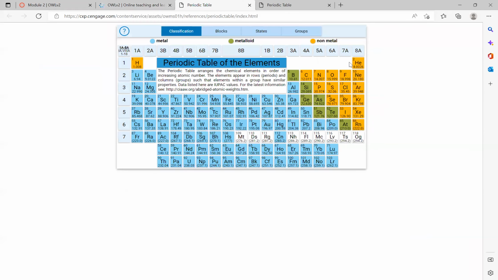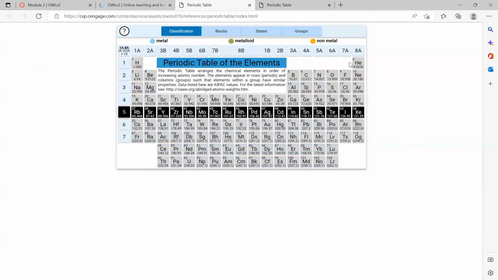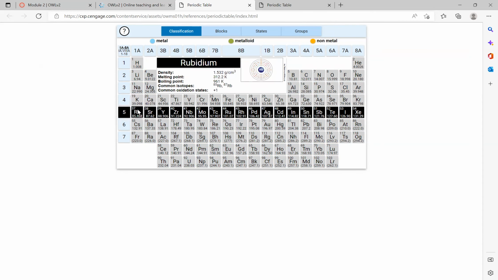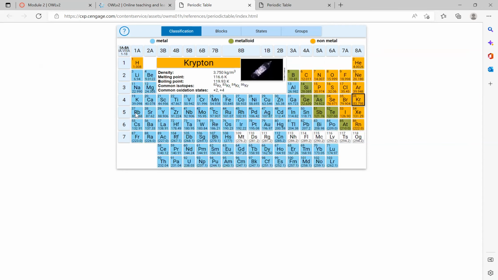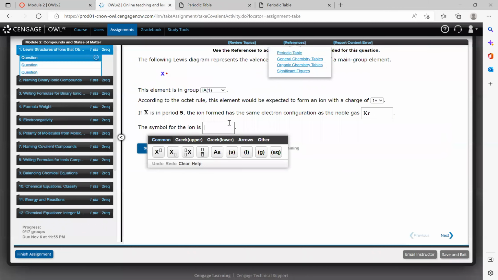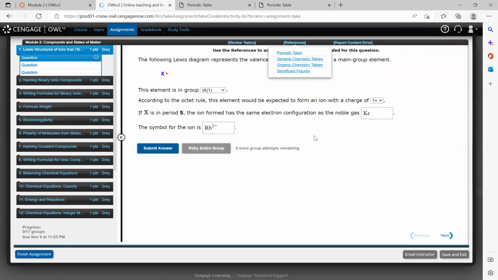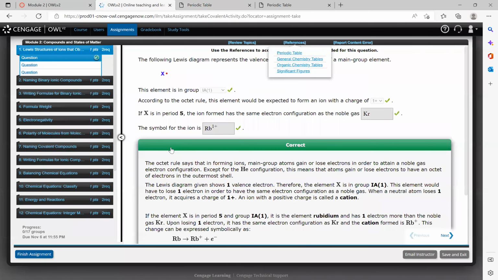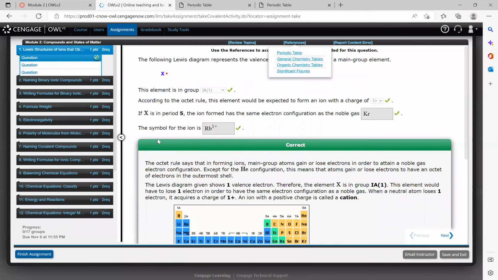So we have to go to our periodic table. If it's in period 5 and group 1A, it's more than likely rubidium. The closest noble gas, if it loses an electron, would be krypton, so we're going to type in krypton here. The symbol for this ion would be rubidium, and we make sure to show a +1 charge. Submit our answer, and then we're good to go.